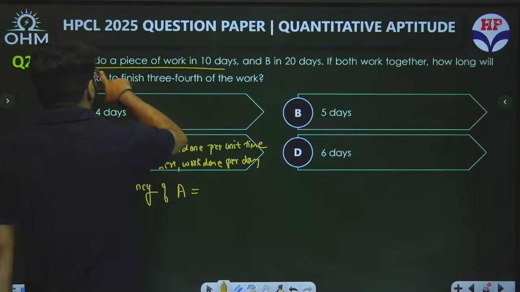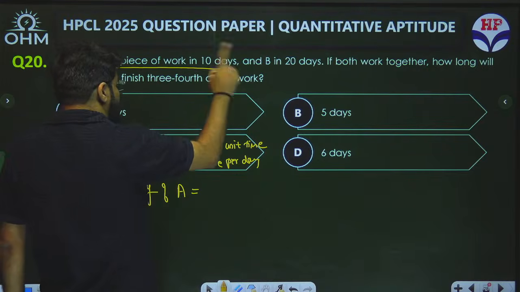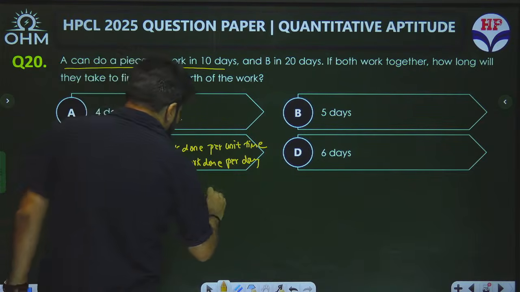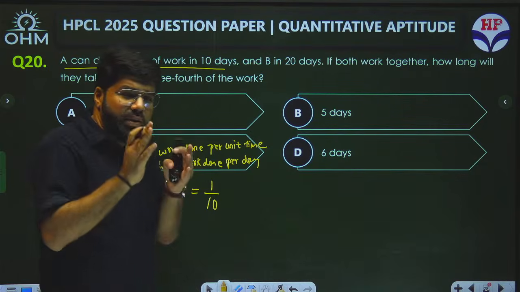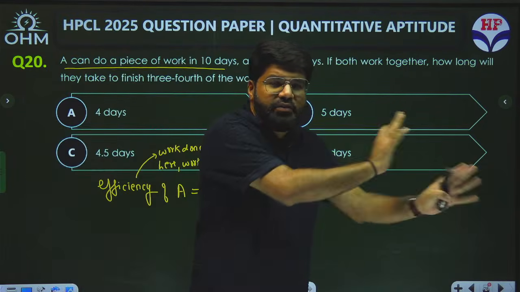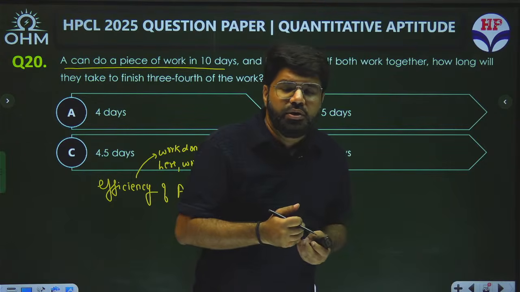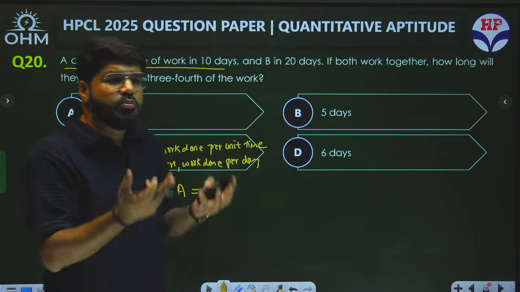Now A will complete the work in 10 days. So how much work will he do per day? Per 1 day, 1 by 10th. Every day he will do 1 by 10 of work, and then he will be able to do the total work. We assume total work as 1 unit.